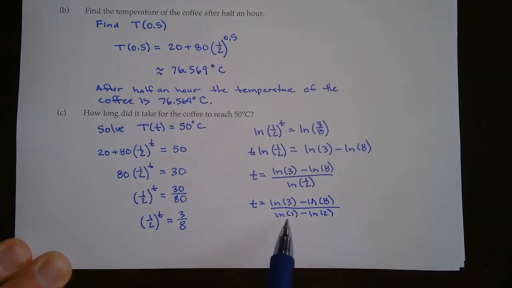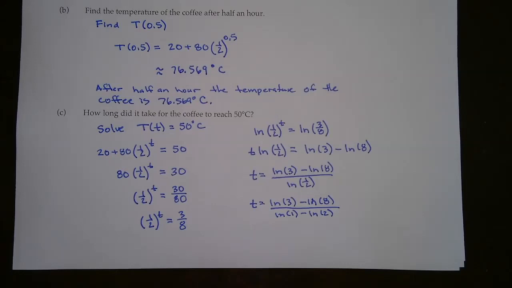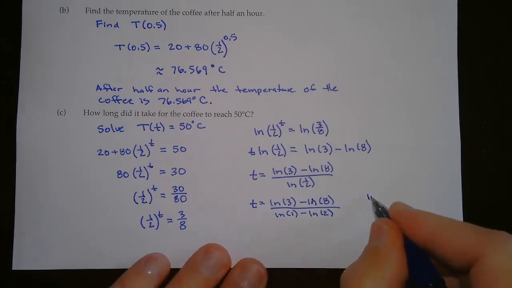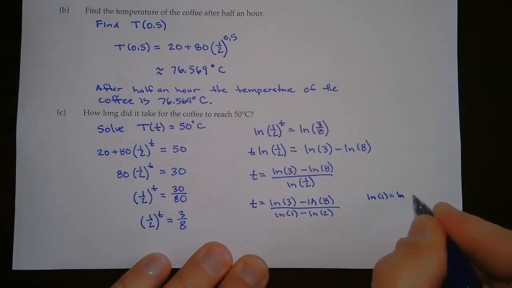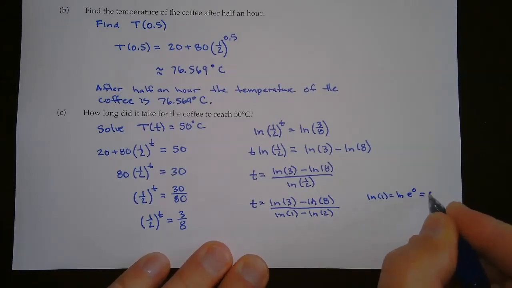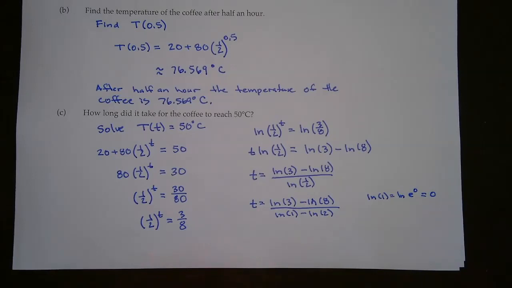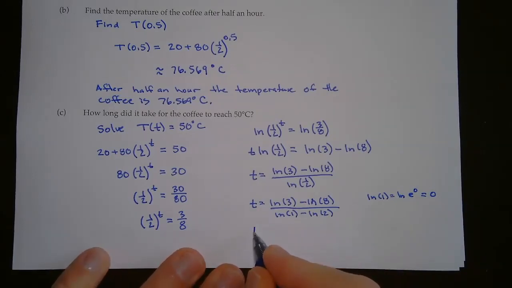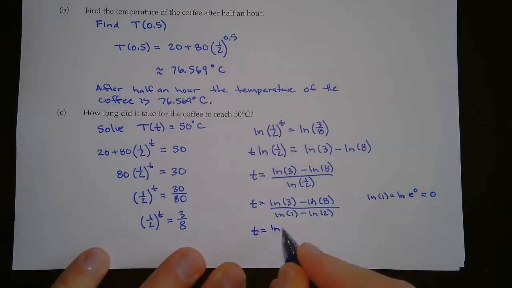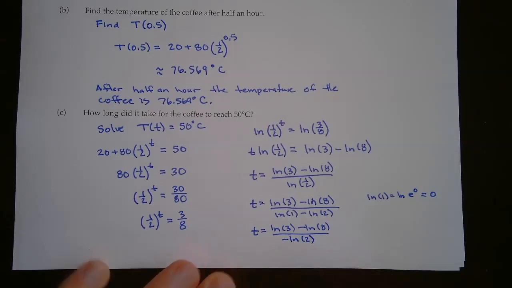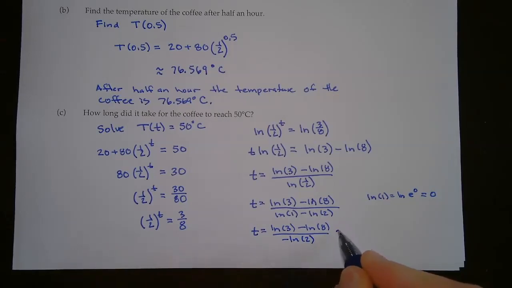But what's the natural log of 1? That's one we should know. We should just know, okay, the natural log of 1 is, and what would it be? It would be 0. Okay, why though? Okay, so the natural log of 1 is equal to the natural log of e to the 0, and that would mean natural log of 1 would have to equal 0. Okay, so what this means is t is equivalent to the natural log of 3 minus the natural log of 8. Now, since this is 0, it's just going to become negative natural log of 2. And we can put this in our calculator and get an approximate answer.